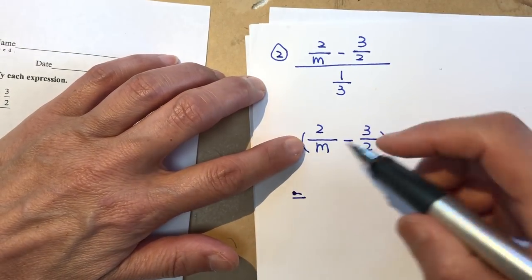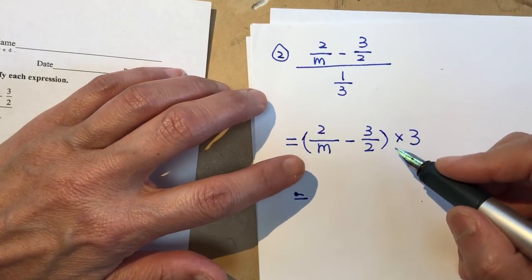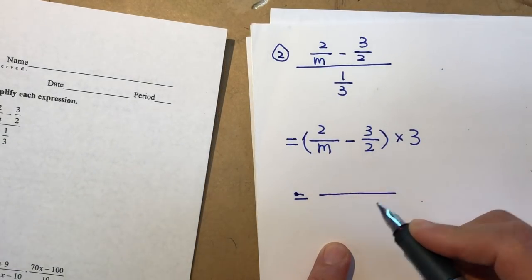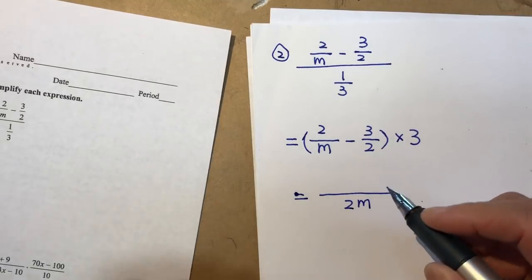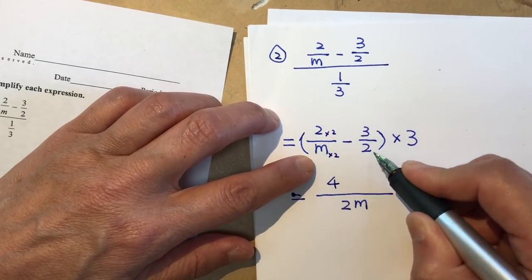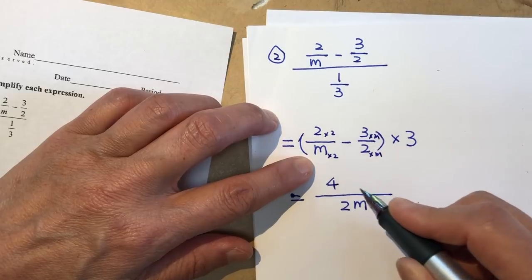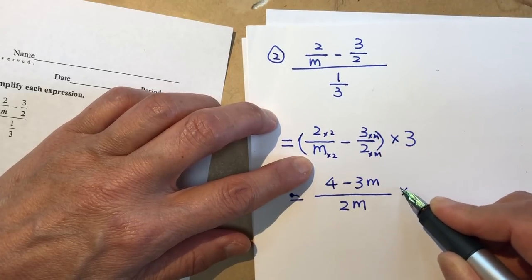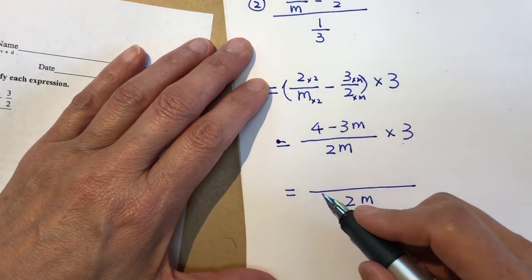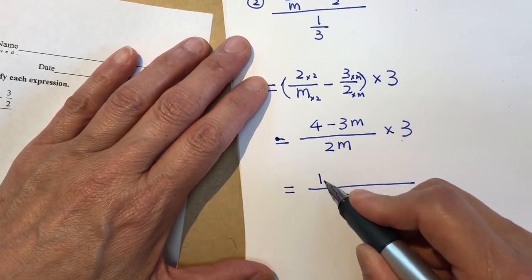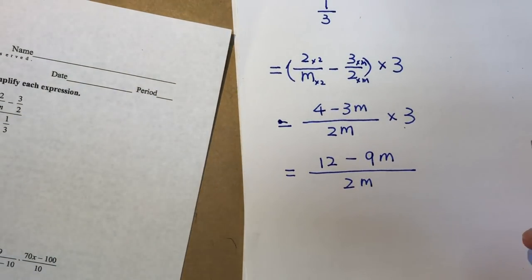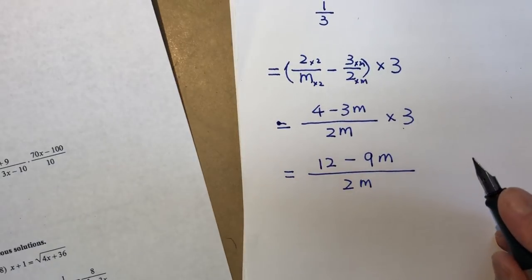this term in parentheses, they are of different denominators. So we need to make it into the same denominator. The same denominator is 2m. M times 2 times 2, so 4. 2 times m times m minus 3m times 3. So equal to 2m as the denominator. And the numerator is 12 minus 9m. Straightforward.